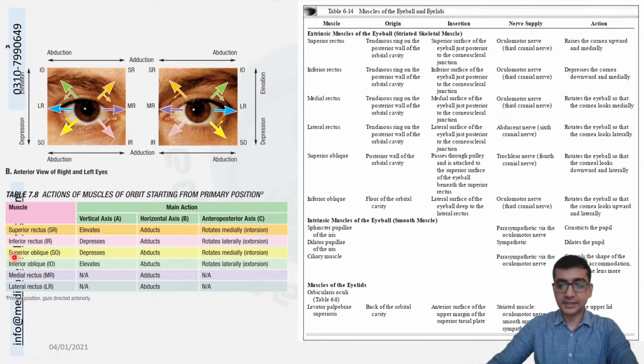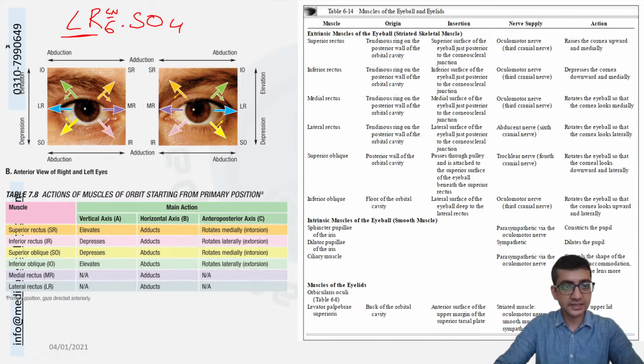This is all about the muscles and the axis and the movements, and we are left with the nerve supply. And there is a very interesting mnemonic. You may all know it by now. Before I tell you, LR6SO4. So lateral rectus is supplied by cranial nerve number 6, and superior oblique is supplied by cranial nerve number 4. And both of these nerves are named for these muscles.